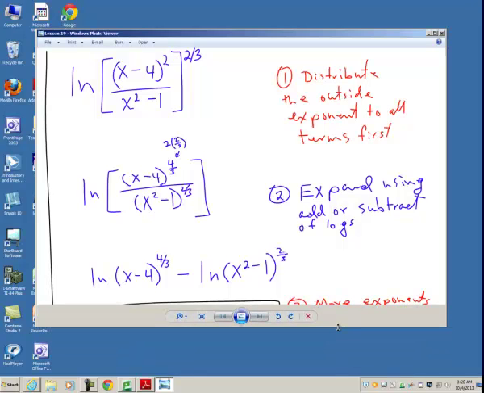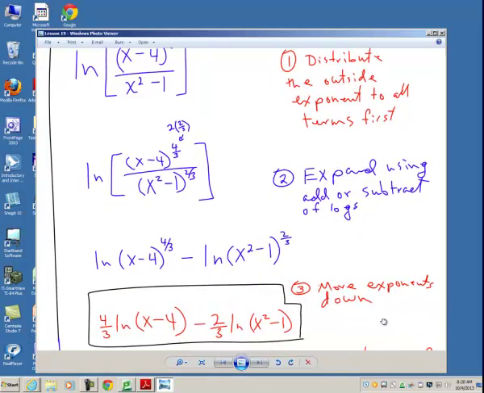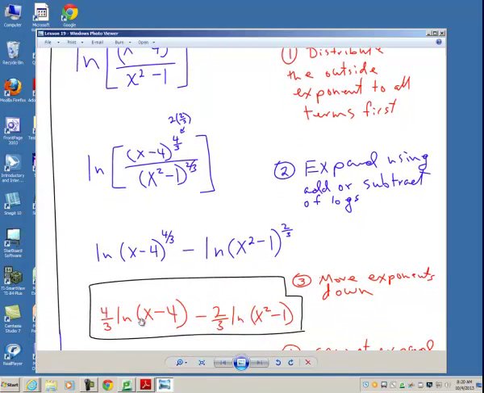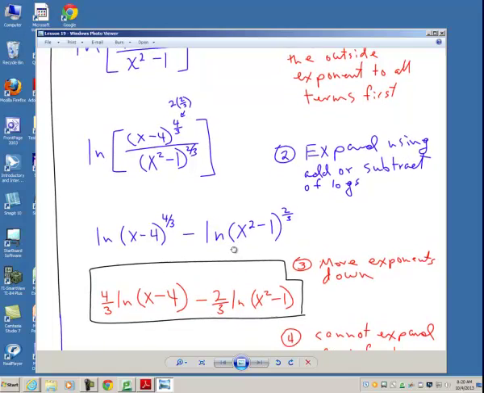Okay, now what? Are we done? No. We're not done, right? What do we got to do now? Yeah, we got to move the exponents in front. Okay, so we do that, and now we're done. We cannot do anything with what's inside parentheses when we're adding or subtracting. So that's it. That's as far as we can go.